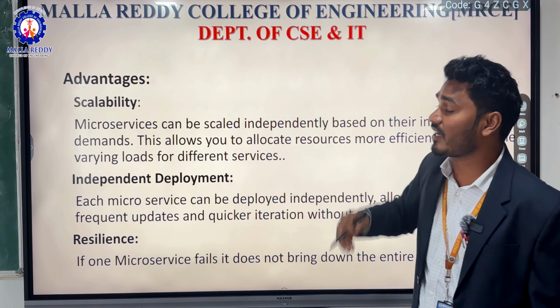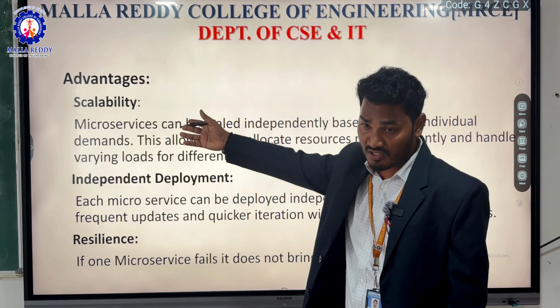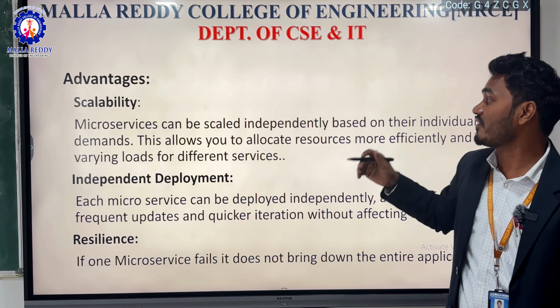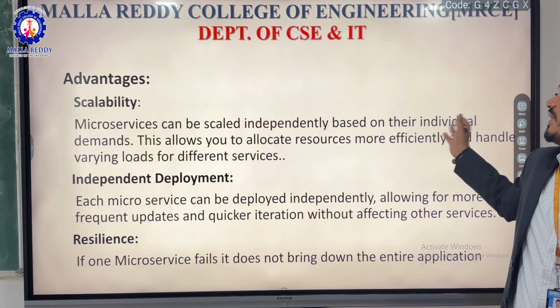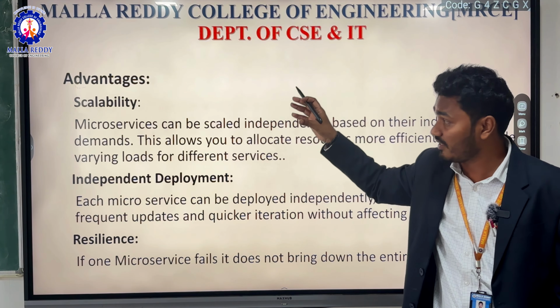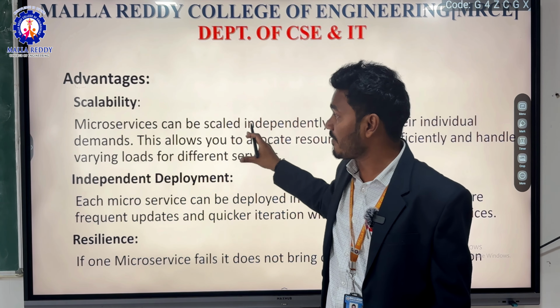These are the advantages of microservice architecture. First one, scalability. In microservice architecture, each service can be scaled independently. This is the advantage of scalability.